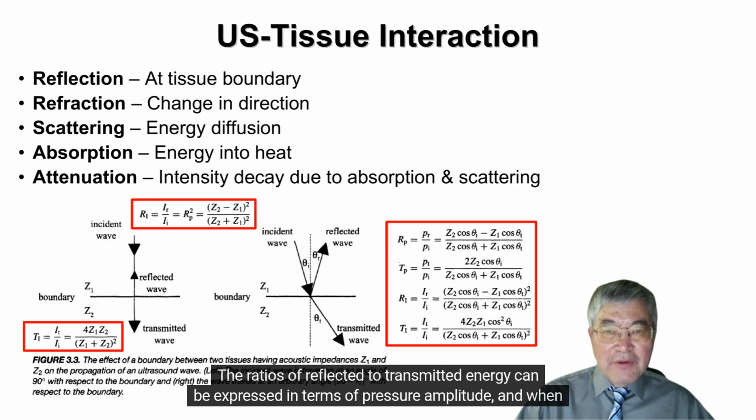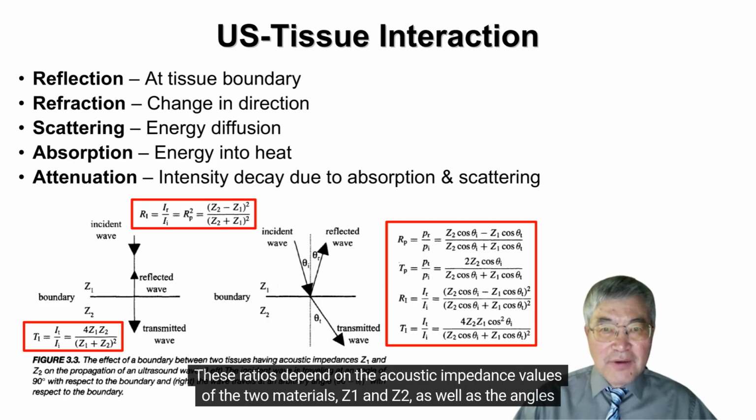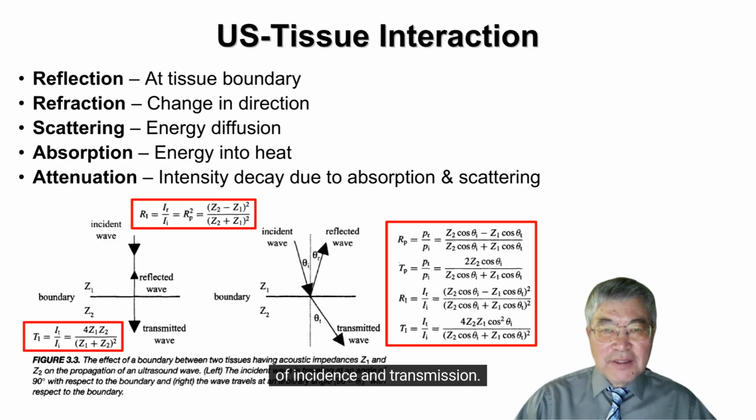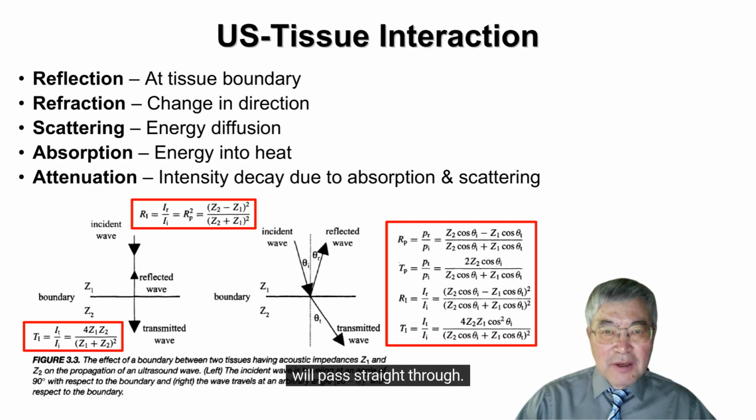The ratios of reflected to transmitted energy can be expressed in terms of pressure amplitude, and when you square those amplitudes, you get the intensity ratios. These ratios depend on the acoustic impedance values of the two materials, Z1 and Z2, as well as the angles of incidence and transmission. If Z1 equals Z2, meaning the materials are identical, there will be no reflection at all, and all the energy will pass straight through.